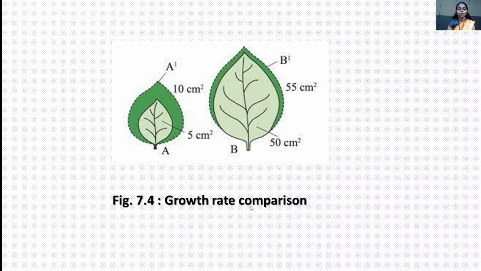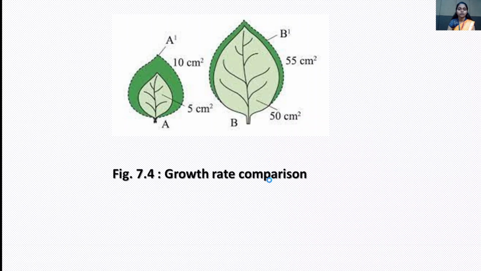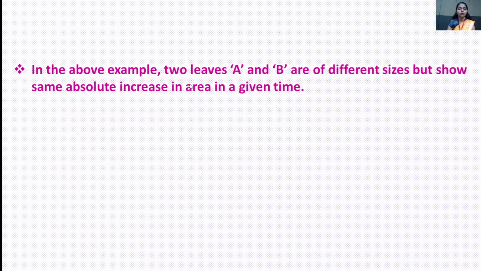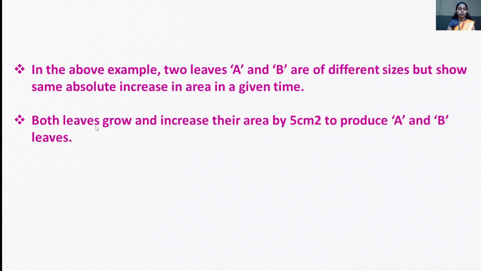The picture shows growth rate comparison, A and B. Moves to the next slide. In this example, two leaves A and B are of different size but show the same absolute increase in area in a given time. Both leaves grow and increase their area by 5 cm².